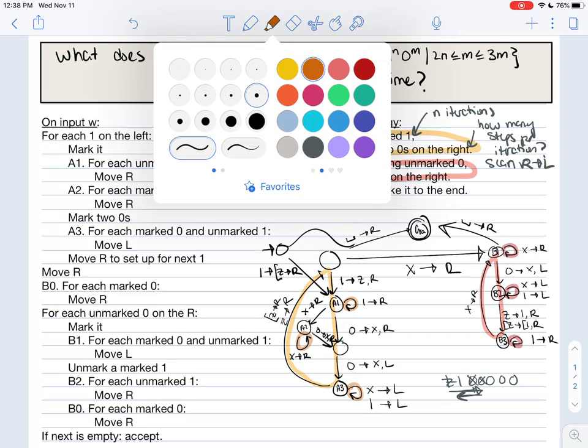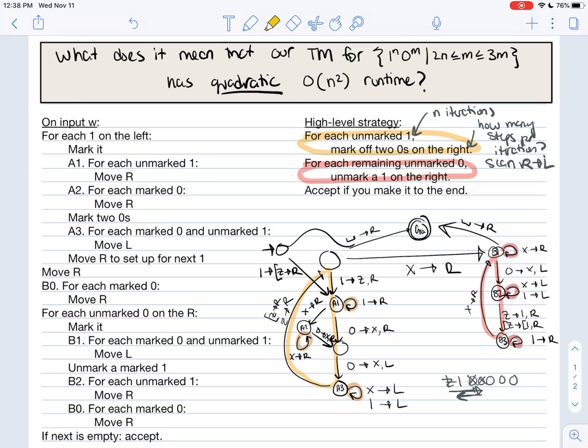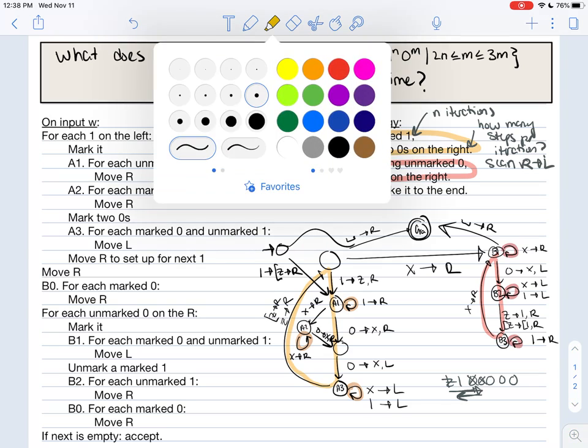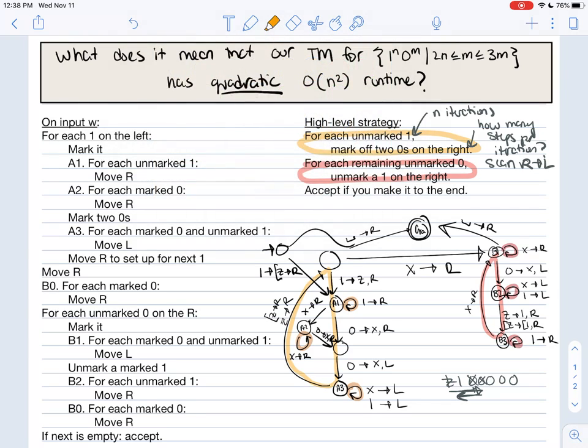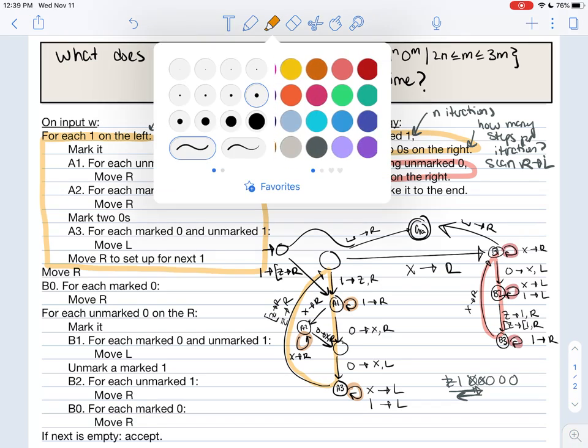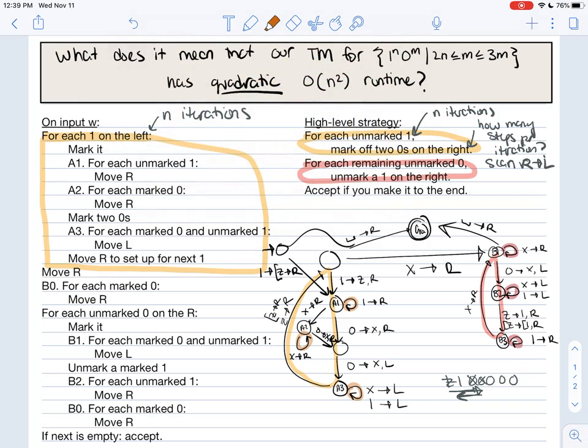So if we want to highlight this to be reflective of what we already have on the screen, we have a for each one on the left. This is going to correspond to do all of these steps n times. So n iterations. And then what's in the box is telling us how many steps per iteration. And that actually involves some nested for loops.